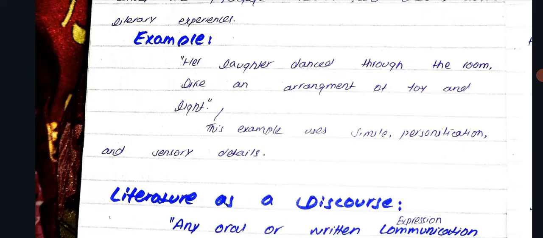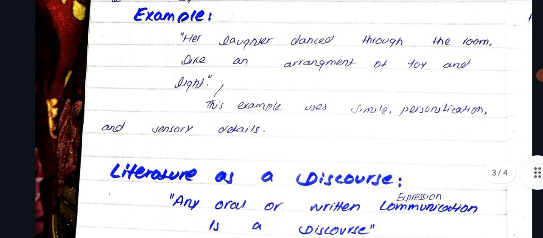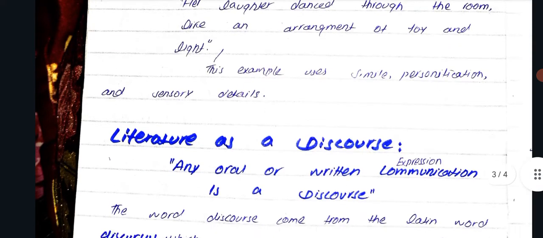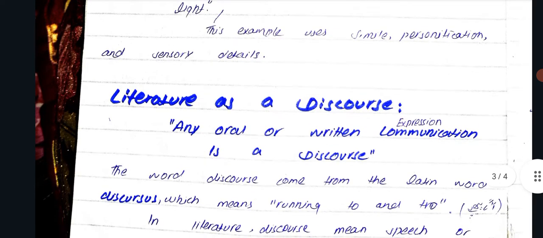अच्छा, बात आ जाती है कि आपने एक एक चीज़ को पढ़ना है, समझना है, फिर लिखने बैठना है, ठीक है. और मेरी बहुत सी इजी वर्डिंग होती है, इसलिए मैं इसको ट्रांसलेट नहीं करती. This example uses simile, personification and sensory details.